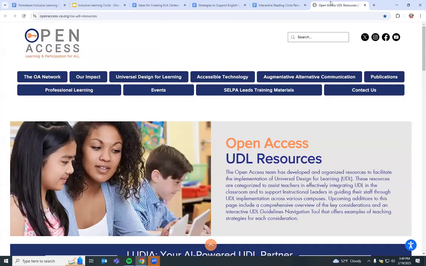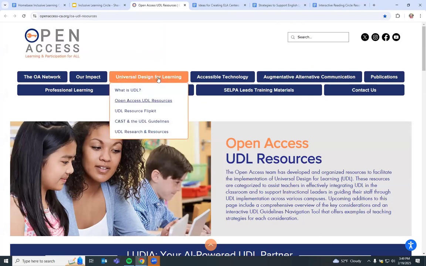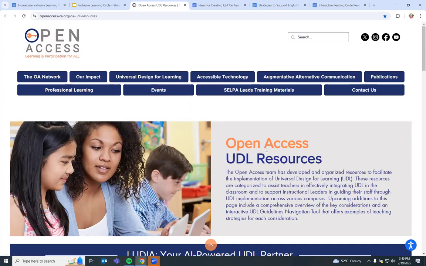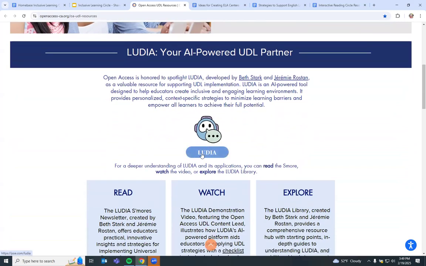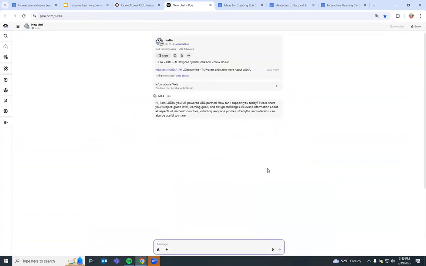Okay. On our website, there's a link on the home base, and then Jen, would you mind dropping it in the chat as well? If you go to our Universal Design for Learning tab and our Open Access UDL resource page, it will take you to Ludia at the top right here. And if you open this, you'll see it's a bit of a chat bot.